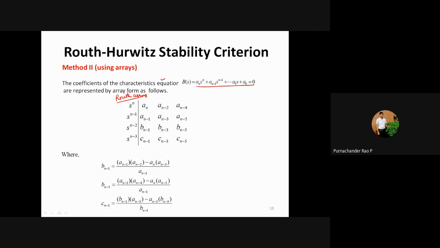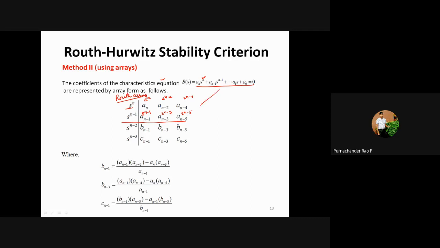Okay, so directly we need to take the s power n, the highest power value, here. So this is s power n, and this is going to be s power n minus 2. This is going to be s power n minus 4. And then the next row will be with the values of s power n minus 1, s power n minus 3, and s power n minus 5, and so on.